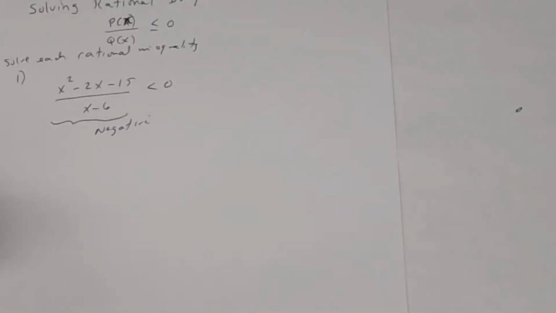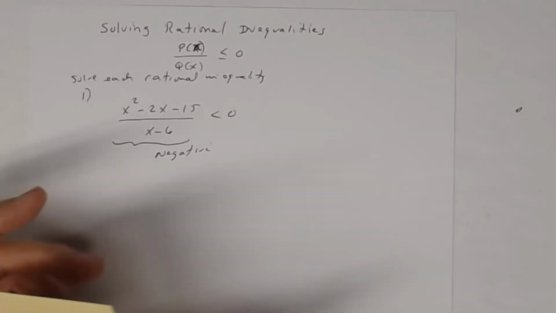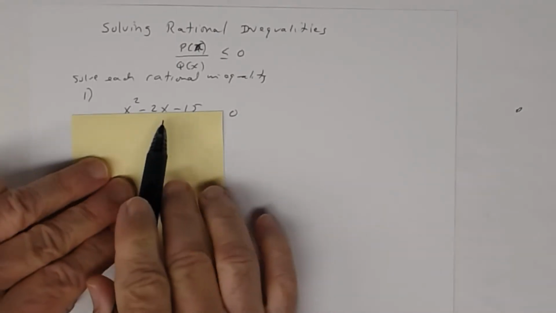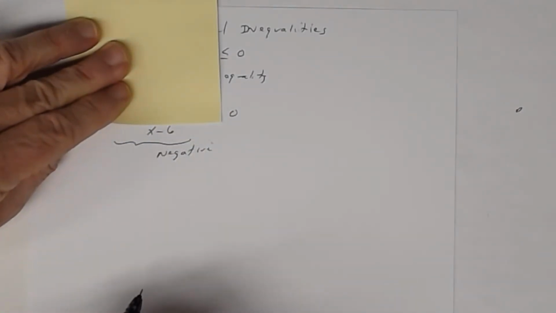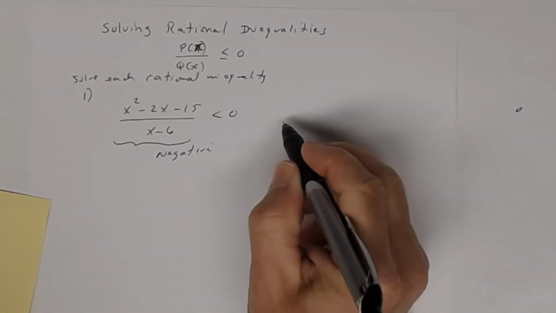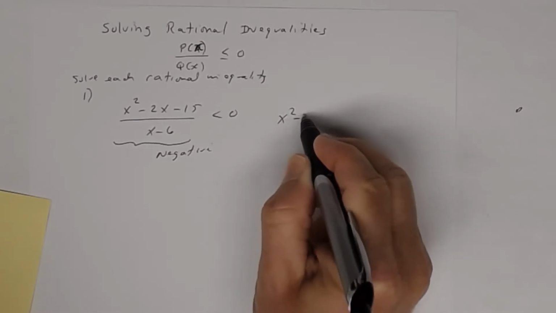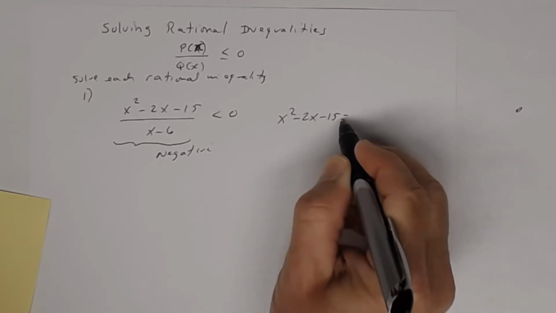So in your mind, you're going to say, all right, I have this rational expression. I'm going to find out where this numerator is equal to 0. And I'm going to find out where this denominator is equal to 0. Okay? So let's do that. So x squared minus 2x minus 15 equals 0.